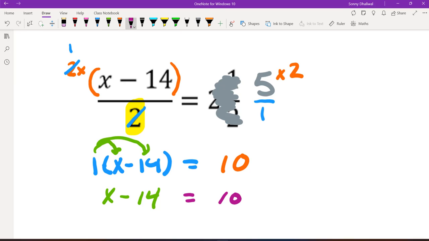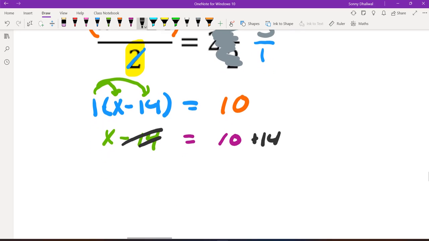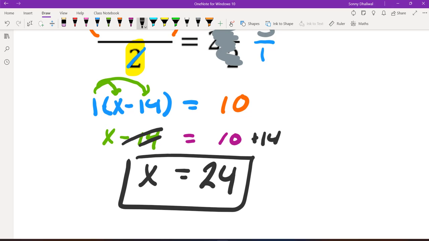Now, what do we do? We need to solve. We're not done until x is all by itself, so we only have one number on the same side of the x. How do we get rid of that 14? Do we add it, subtract it, multiply it, or divide? Add it. It's negative 14 on this side, positive 14 on the other side. So we add 14 here. So x equals 10 plus 14, which is 24. Okay? I think you guys got this.